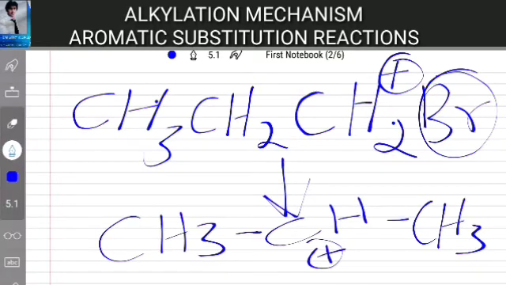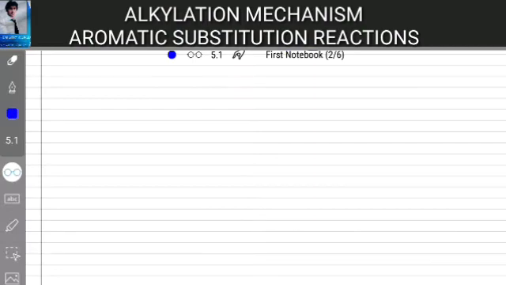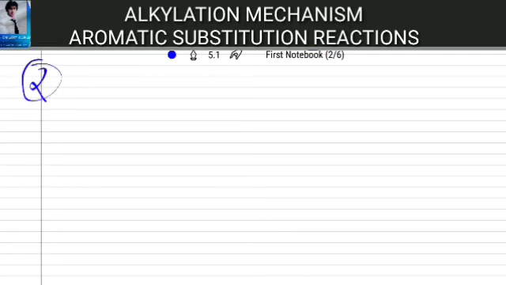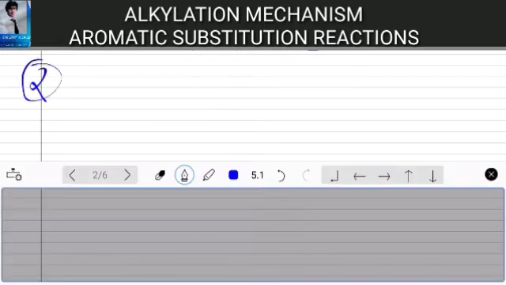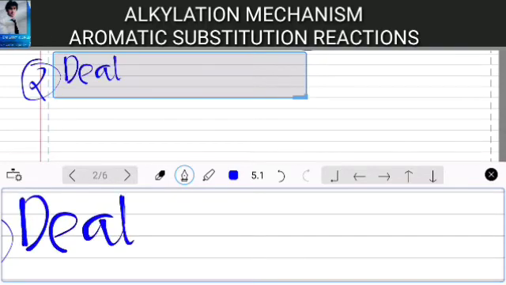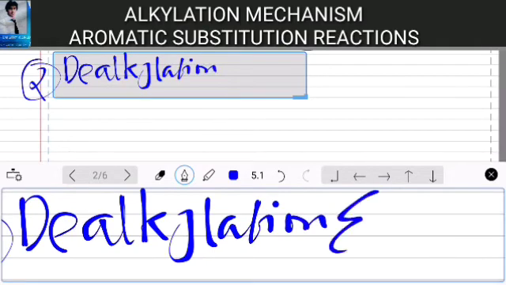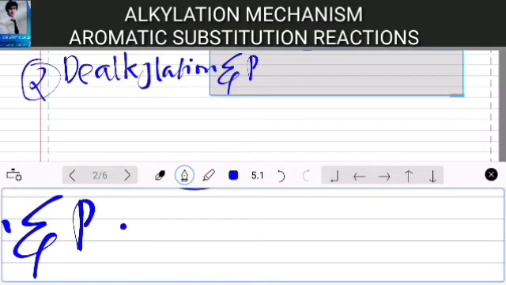The second drawback is dealkylation, and the third one is polyalkylation. So we can write dealkylation and polyalkylation.